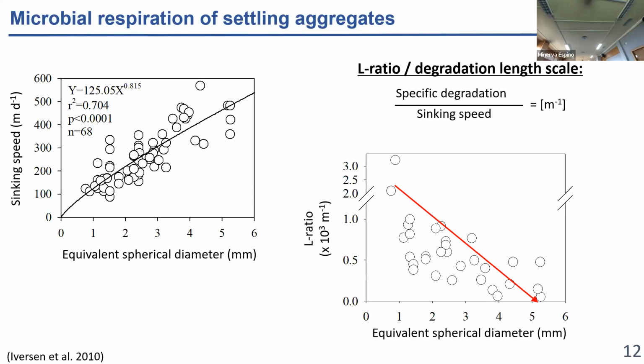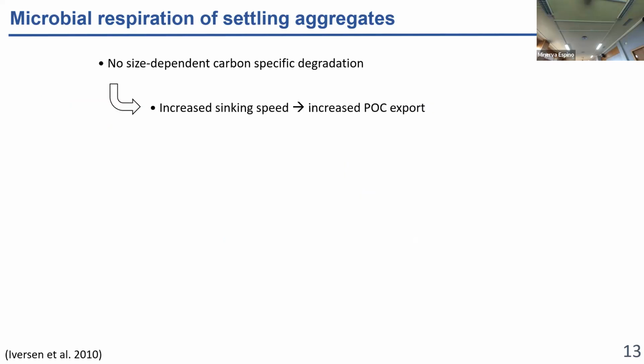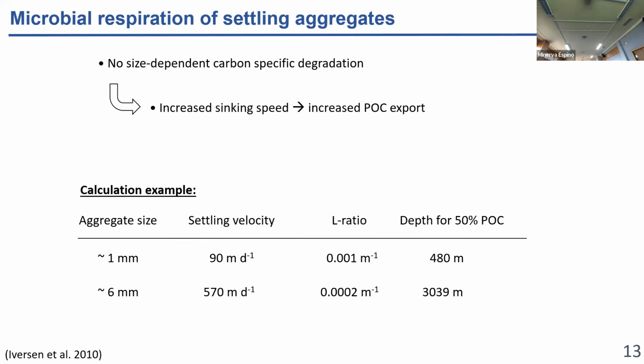Then there are other factors which we don't go into here. But if we simplify it, we saw no size-dependent carbon-specific degradation. It seems that increasing sinking speed would increase POC export. And we can make a little example where we take a 1 millimeter aggregate that sinks with 90 meters per day and compare it to a 6 millimeter large aggregate that sinks with 570 meters per day. We see that there's an order of magnitude between the degradation per meter settled, and when half of the POC is respired, the small one will be at around 500 meters and the large one at 3,000.